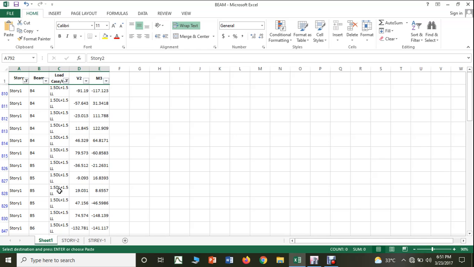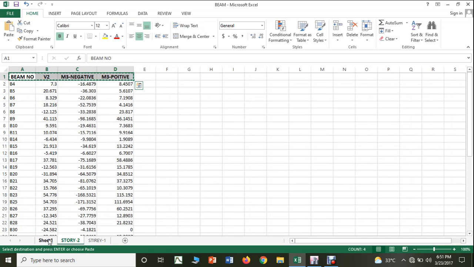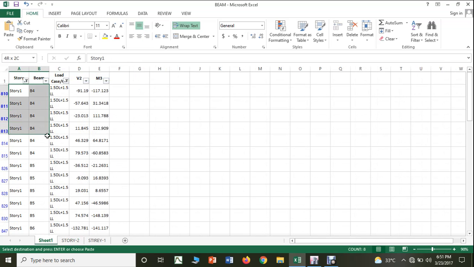When you take this, the first beam here is beam 4, and here also it is beam 4, so these many values are there. For beam 4 you can see that out of these many values, the highest value will be this one, minus 91 and 117. So I can copy it here, and the highest positive value will be 122. So this is the highest positive value, and this is all about beam 4.